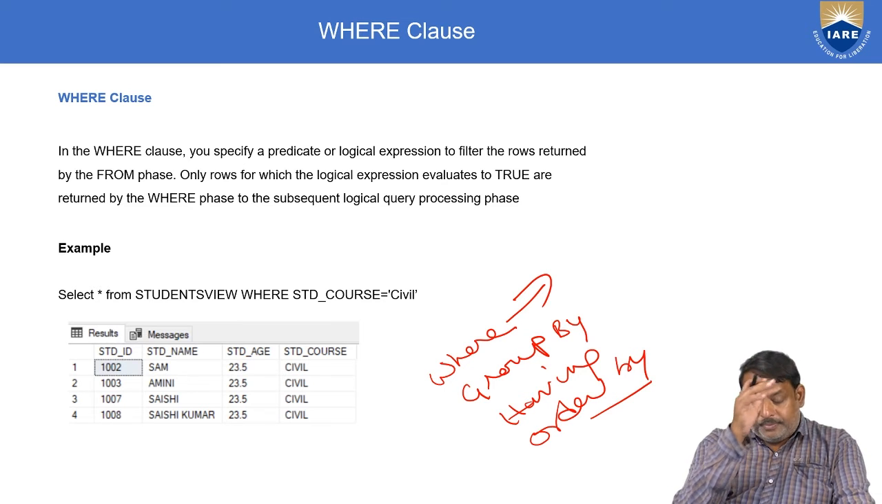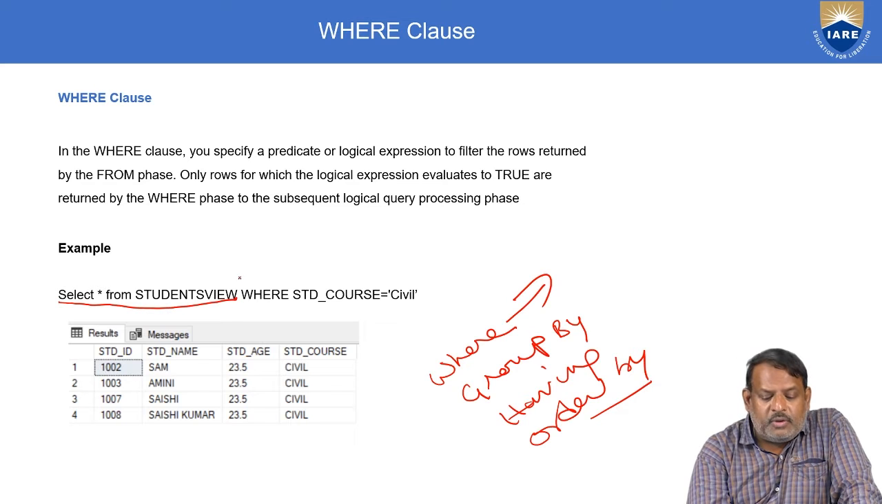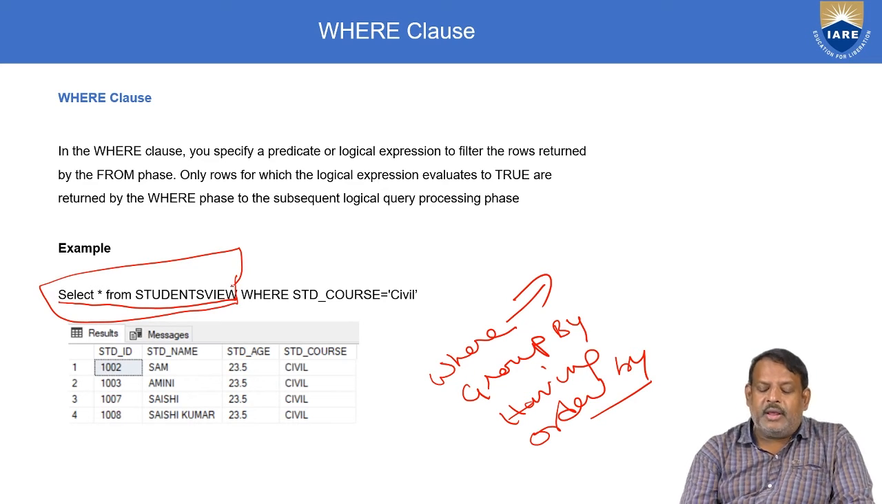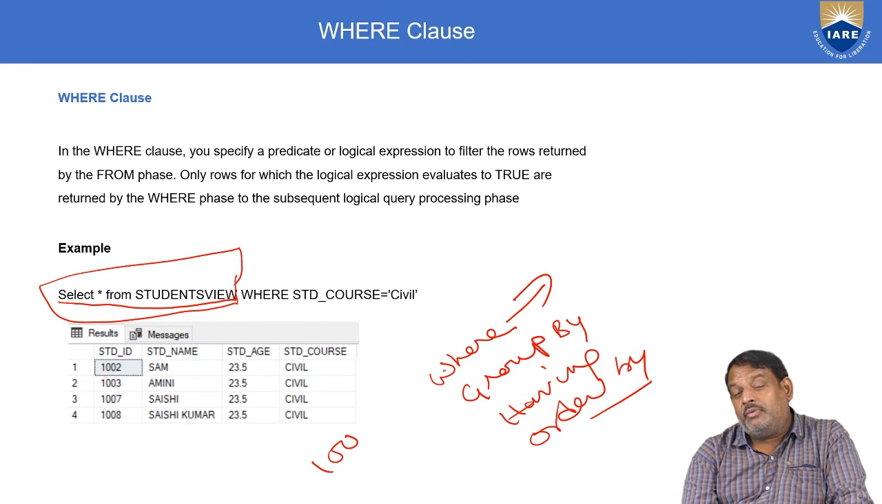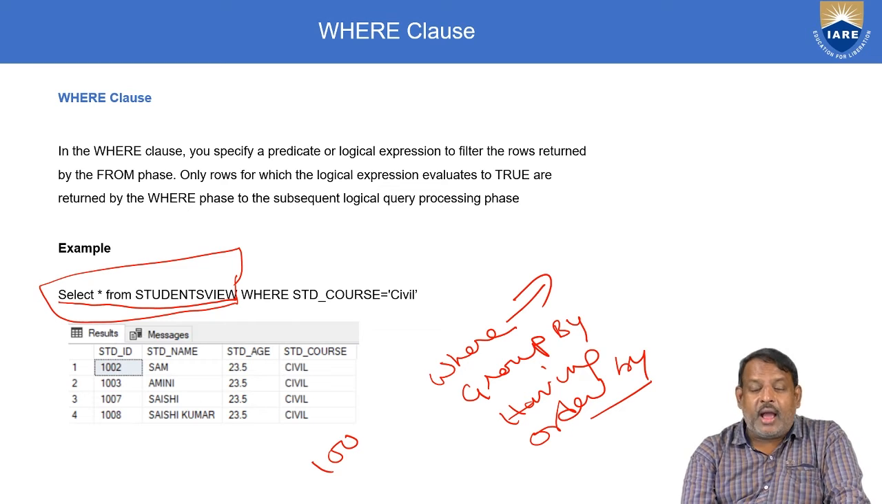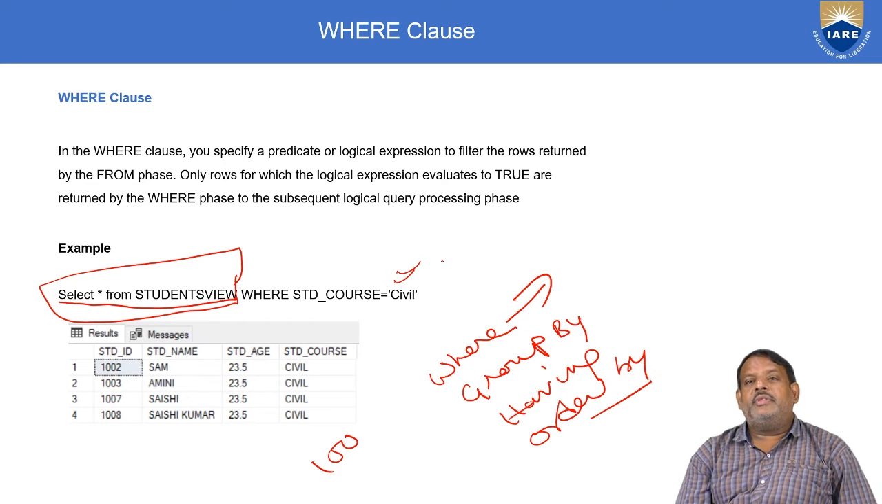Now see here, we know that select star from student view will give you all the data. Suppose there are 100 records in this table, then 100 records will be returned. Now I want to filter the data. I don't want to see all the data. I just want to see only some part of the data. I want to see where the course is civil. I want to know only those students who opted for the course civil.